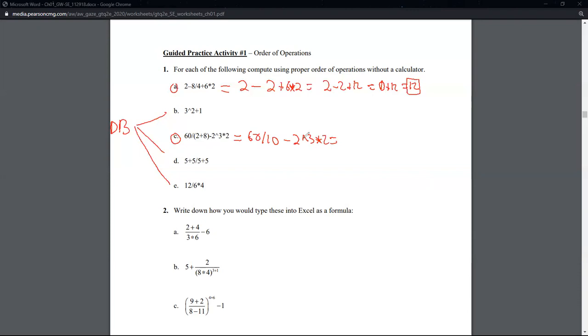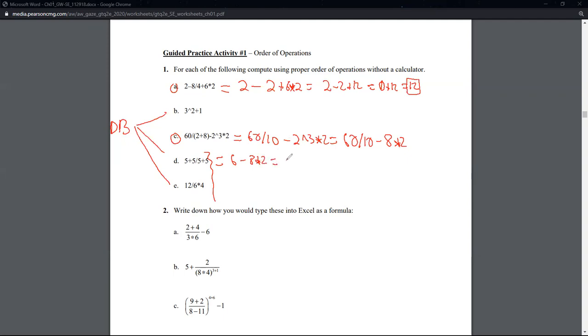PEMDAS, no more parentheses, so exponents. That's a 2 cubed. 2 cubed is 2 times 2 times 2. 2 times 2 is 4. 4 times 2 is 8. So that's 60 divided by 10 minus 8 times 2. We have a division and a multiplication. We'll do the division first because left to right. 60 divided by 10 is 6. Then the minus 8 times 2.